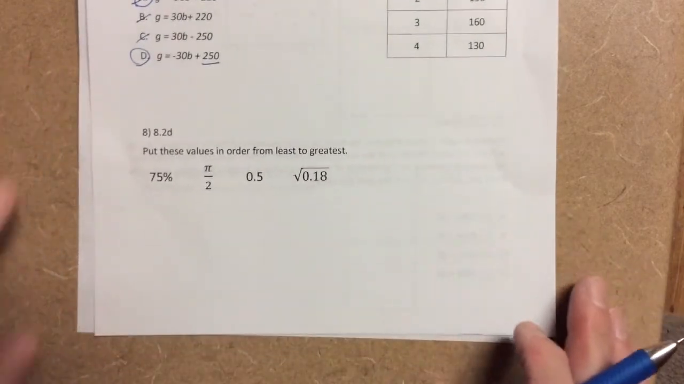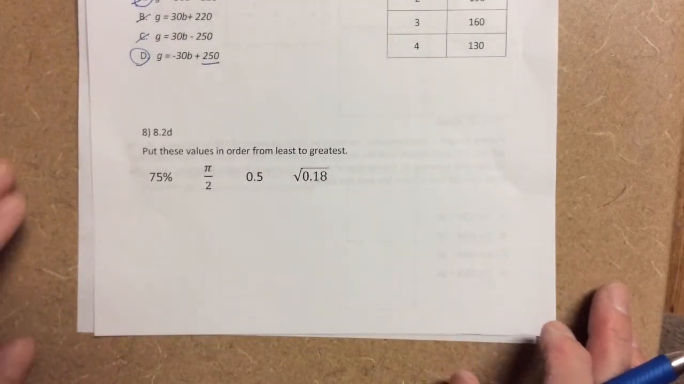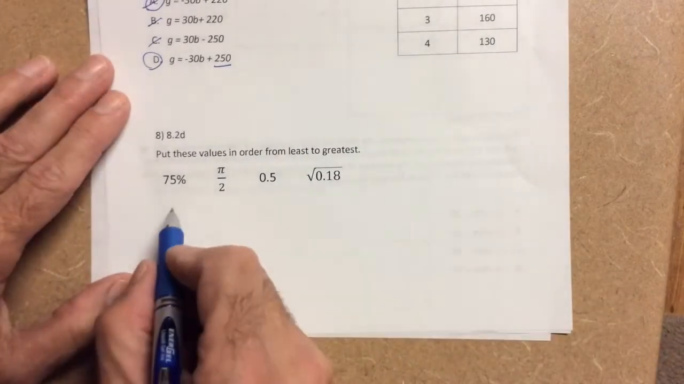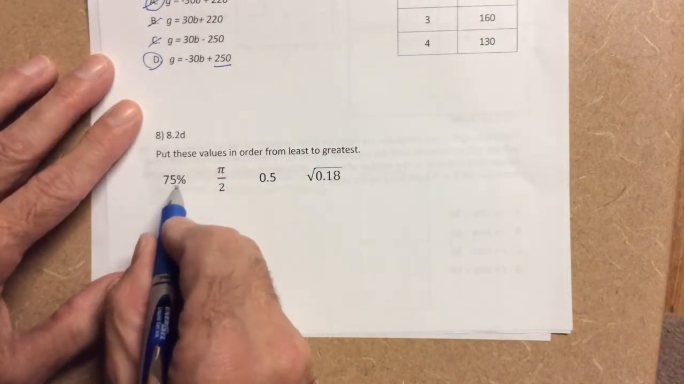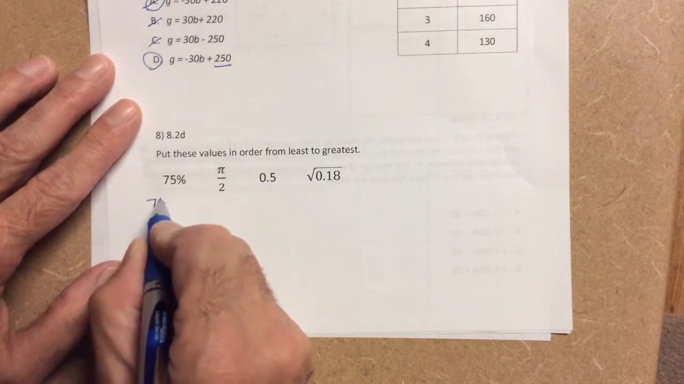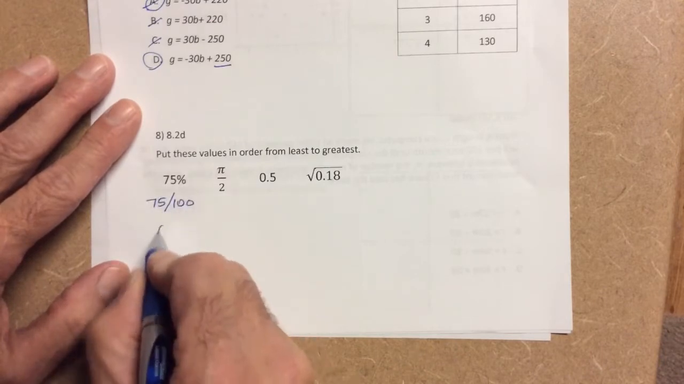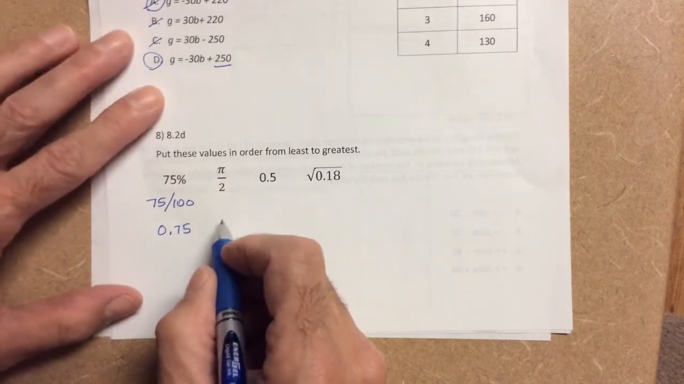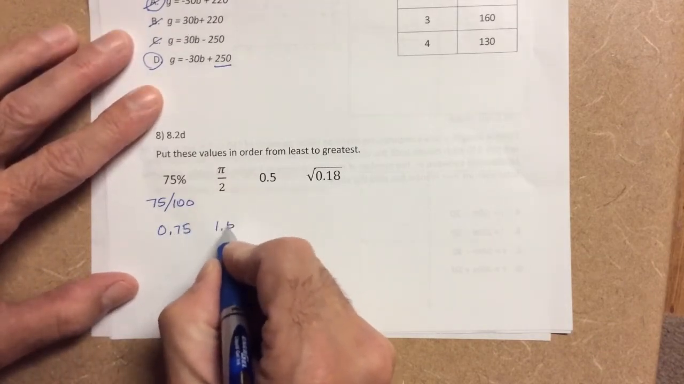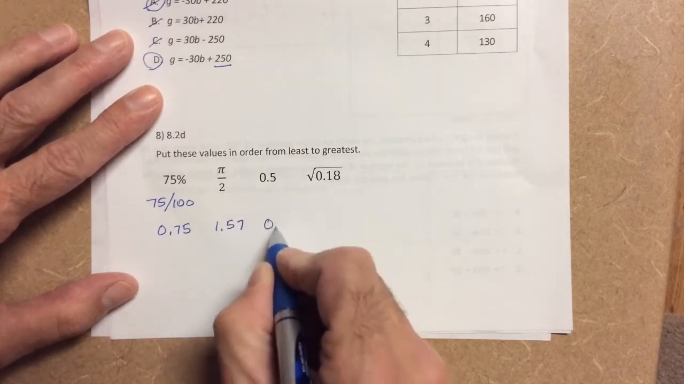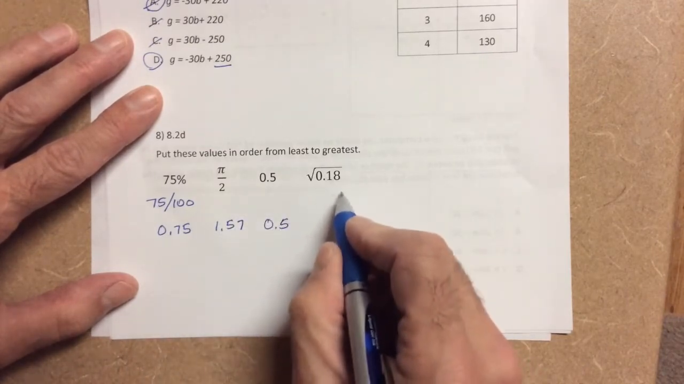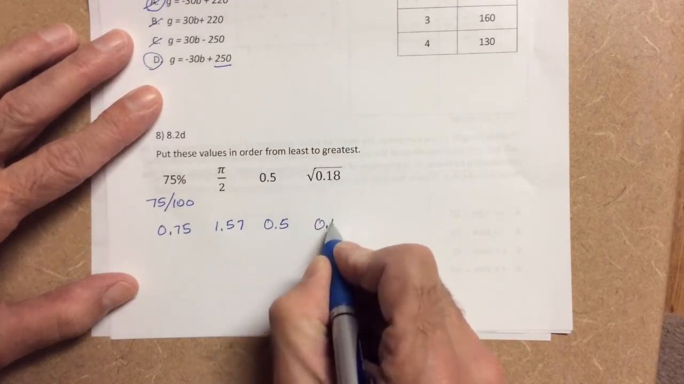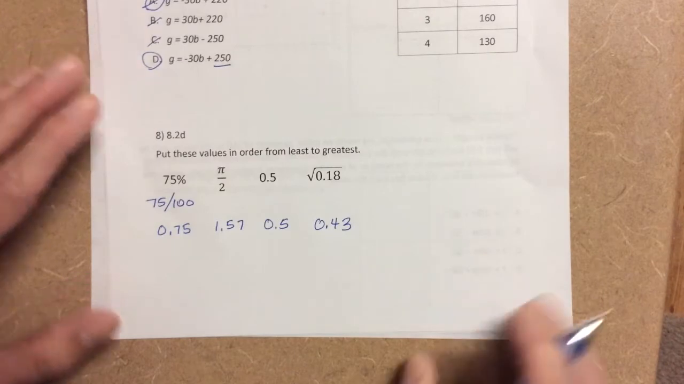Number 8 was our worst problem. Virtually all of you missed it. 9 students out of 11. You should have changed these all to decimals. 75% means 75 out of 100, which is 75 cents. Pi divided by 2 is about 1.57, 0.5, and I believe square root of 0.18 divided by 2 is about 0.43, I believe.